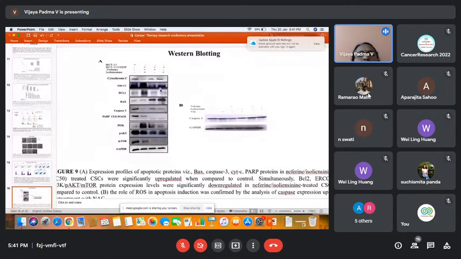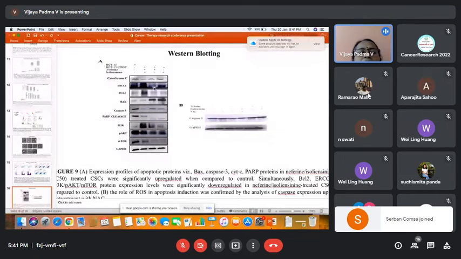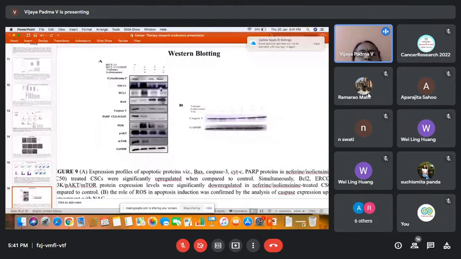Okay, now you can see the ERCC1. With treatment with either neferine or isoliensinine, there is a significant decrease in the ERCC1, and also BCL2. This is an anti-apoptotic protein, so it is significantly increased here, and significantly decreased after treatment with neferine or isoliensinine.